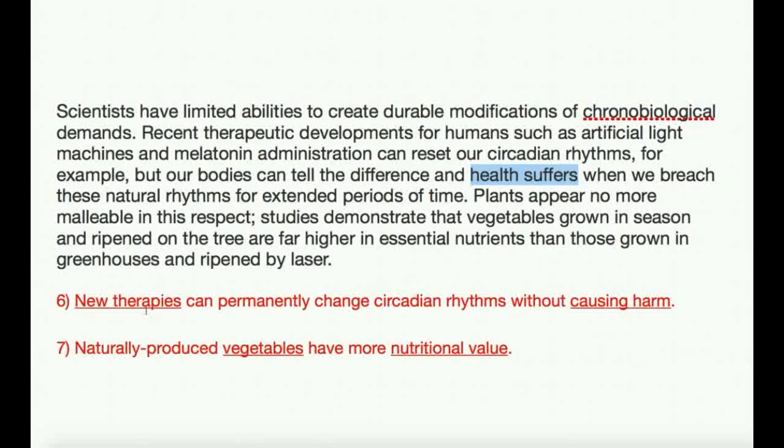So, new therapies can permanently change circadian rhythms without causing harm. Well, that's actually wrong. New therapies can change them, they can reset them. However, it does cause harm. This says without causing harm. So that means the information in the paragraph contradicts what is in this statement, because it does cause harm. So the answer is false.